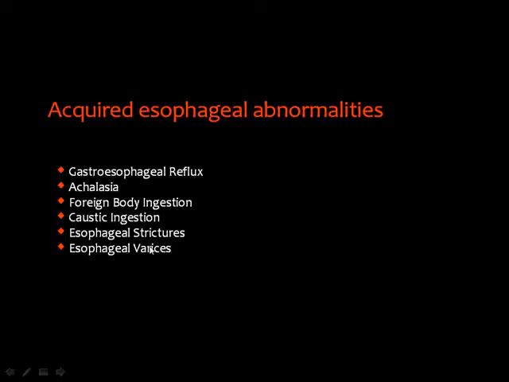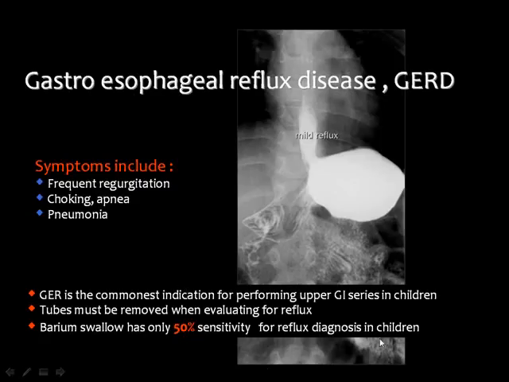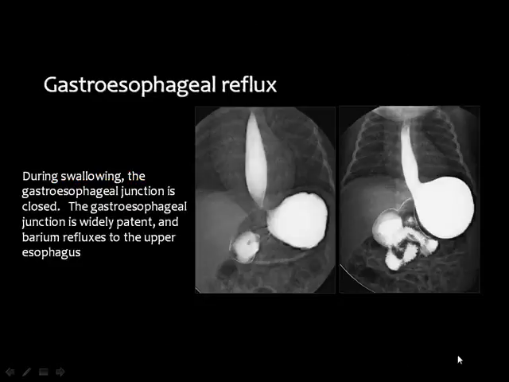Then some of the acquired abnormalities will include the gastroesophageal reflux, the achalasia, foreign body ingestion, caustic ingestion, and esophageal stricture, as well as esophageal varices. And this is an example of gastroesophageal reflux. And whenever assessing this, you should not introduce any nasogastric tube inside the esophagus. You just let the patient swallow his saliva, then the gastroesophageal junction will open and barium will come back from the stomach into the lower part of the esophagus, as you can see in this case.